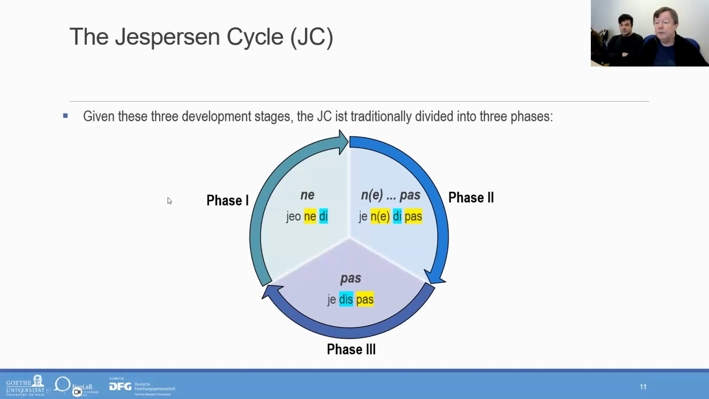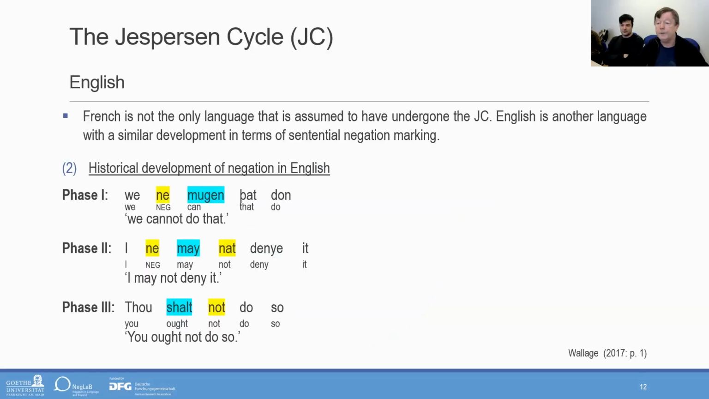Given these three development stages, the Jespersen cycle is traditionally divided into three phases. Here, with the example of French, the first phase consists of ne, the second phase has a bipartite negation, ne pas, and the third phase has, so negation, in this case, pas. The Jespersen cycle has occurred not only in French, but also in many other languages.